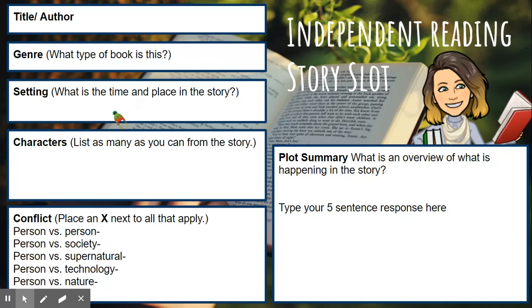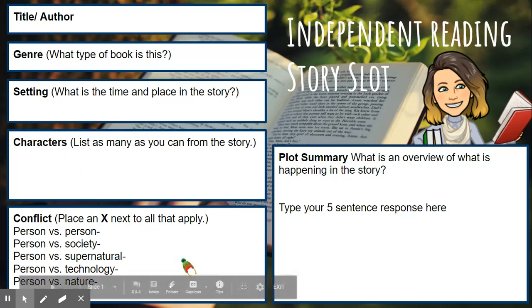Then you're going to include the setting. What is the time and place in the story? You will also list the characters in your story. So you want to list as many as you can. And if you can highlight who the protagonist is and who the antagonist is, that would be great as well.